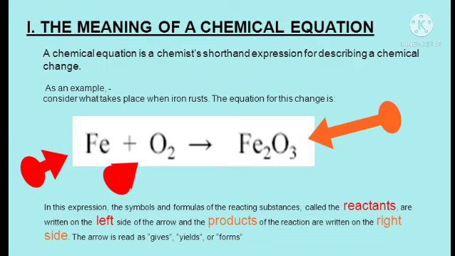In this expression, the symbols and formulae of the reacting substances, called the reactants, are written on the left side of the arrow, and the products of the reaction are written on the right side of the arrow. The arrow is read as gives, yields or forms.